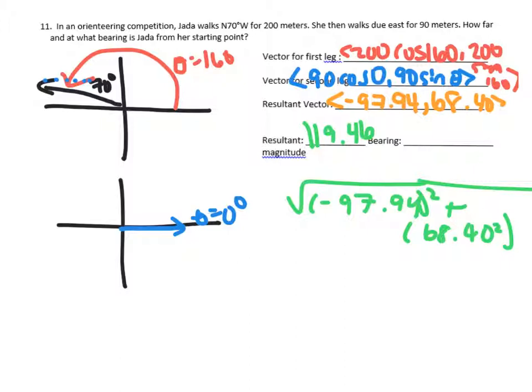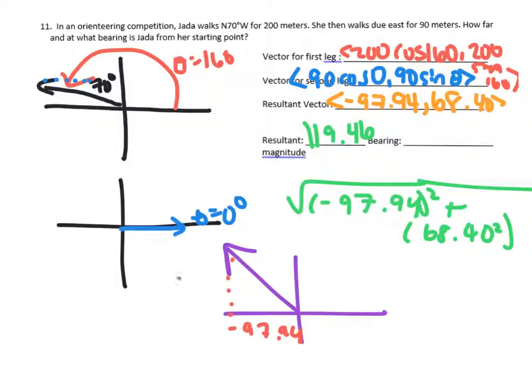And then my bearing. Since I'm going negative, comma, positive, that means I would be in this quadrant. And so that would be negative 97.94 up 68.40. If this is north, south, east, west, do the same thing. So I really need to figure out what this angle is in here so that I can do north veering off into the west. So before I find that, I'm going to find this one down here.